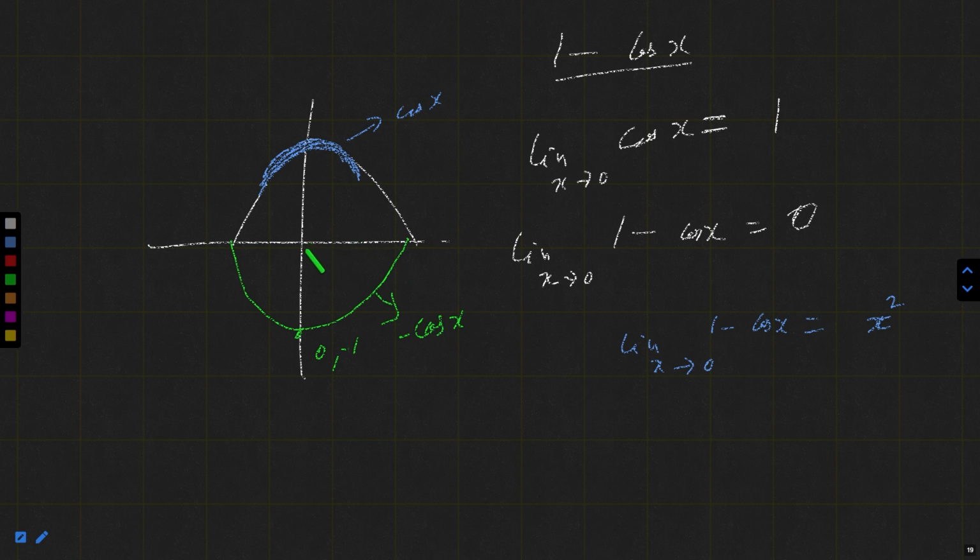This graph is for minus of cos x. Okay, so far so good. Now what I did, I added 1. Now your graph will be shifted upwards. So your graph will be like this. As you can see, this is your 1 minus cos x graph.